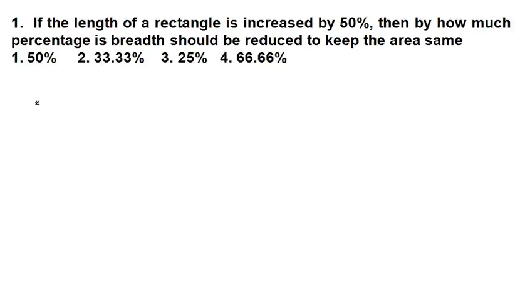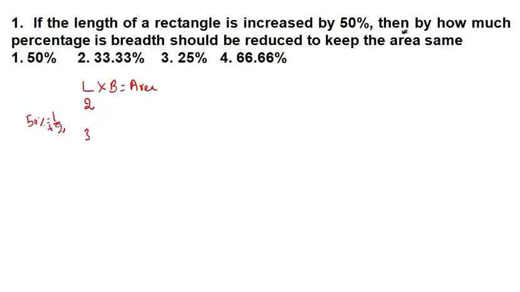Here in the question it is mentioned: length into breadth, we know that length into breadth equals area, right? Here it is written, what is 50%? 50% is 1 by 2. So the length of the rectangle is increased by 50%, which means that before it was 2, now it is increased by 1, so 2 plus 1 is 3, right? Before, the length was 2, now the length is 3, okay?